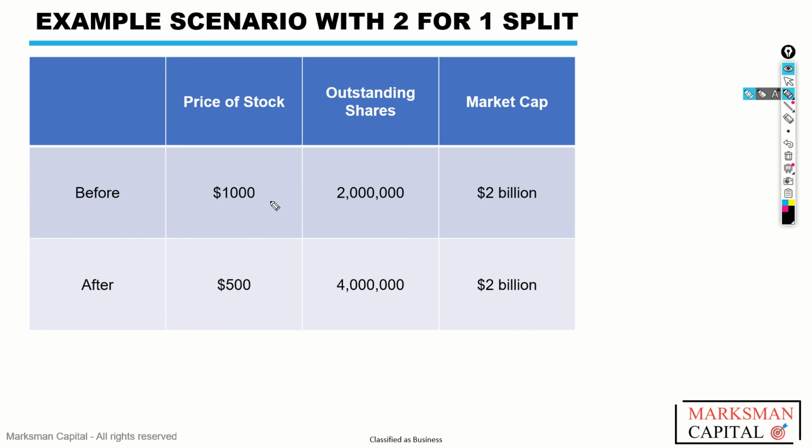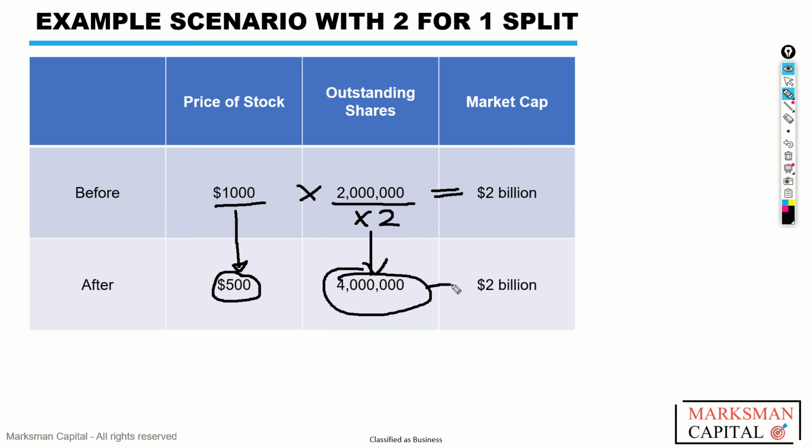So now, of course, back to here again with 1,000 US dollars per share. Then the outstanding balance, let's say, is 2 million outstanding shares. If you multiply these two, you get a market cap of 2 billion. After a 2-for-1 split, you get a reduction to 500 US dollars per share, but the outstanding shares double. The only thing that doesn't change is the market cap.